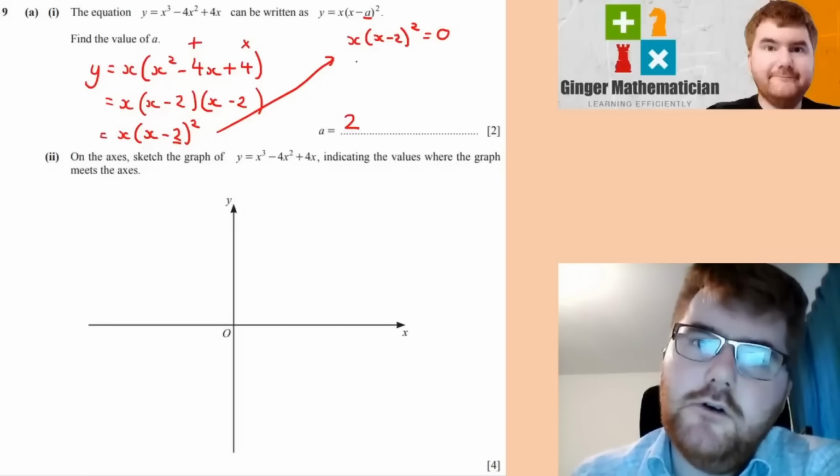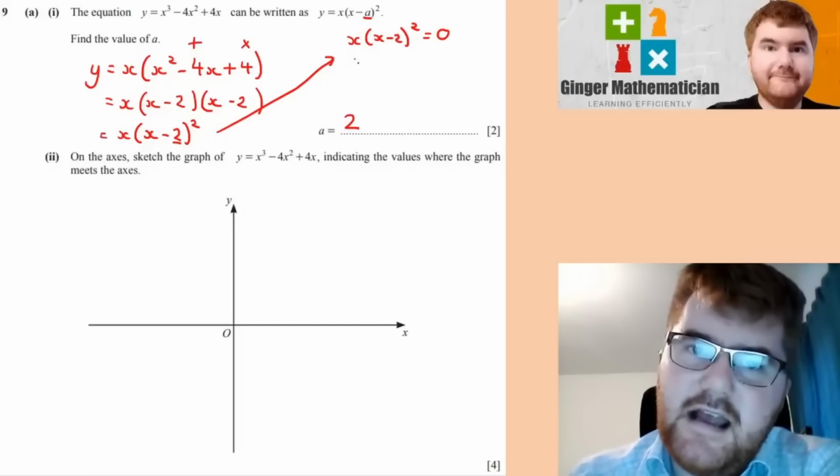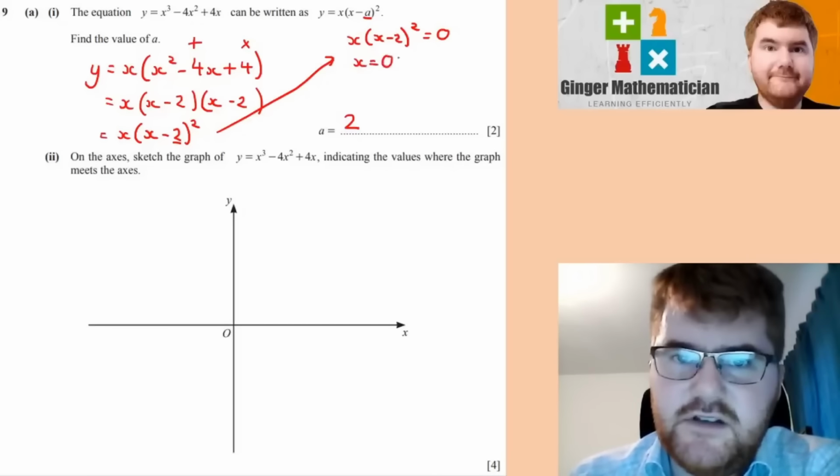Then using the null law, I know then that x must be either equal to 0 or equal to 2. However, this is a cubic. So remember that the shape of a cubic, generally speaking, looks something like this. So it crosses the axis 3 times. This is a very special cubic where it only crosses or touches the x-axis twice.